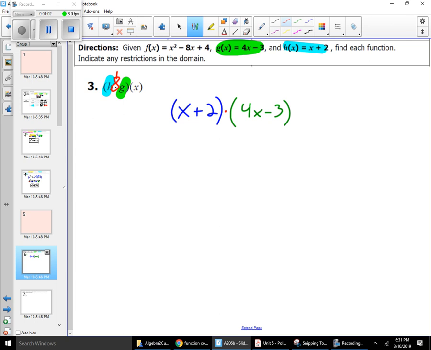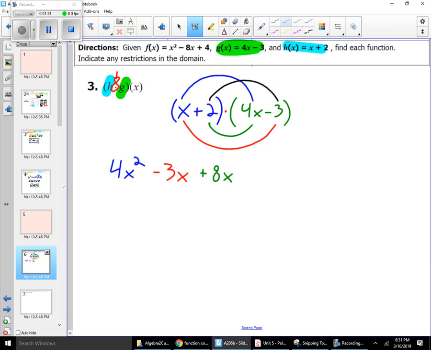This is a FOIL problem. Taking our first terms, x times 4x, and multiplying those together. Well, x times 4x will be 4x squared. We then jump over to our outside terms, x times negative 3. X times negative 3 is just negative 3x. We have inside terms, 2 times 4x. So if you double 4x, that gives you 8x. And last but not least, 2 times negative 3 will be negative 6.